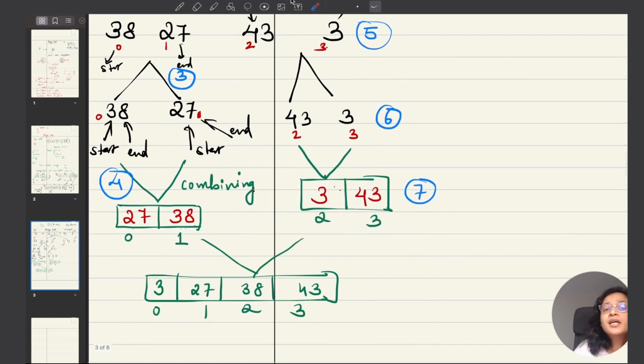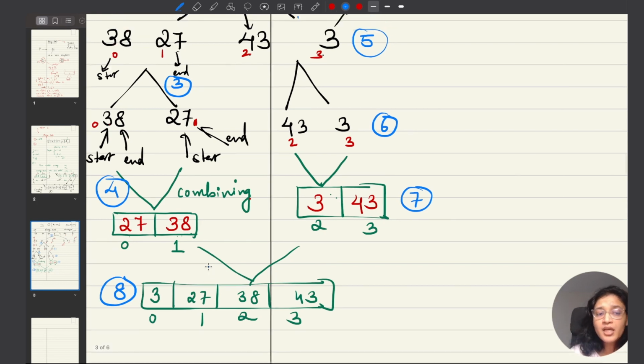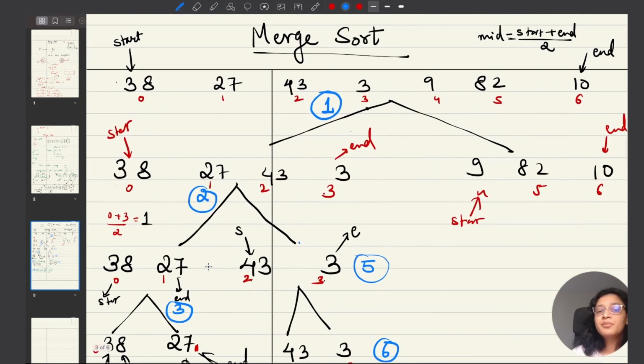What is the last step? The last step would be to combine. This will be step number 8, where I am going to combine these two sorted subarrays into a main, big subarray which is sorted from 0 to 3. That means when I finish step number 8, what I've actually finished is sorting the array from 0 to 3. How many steps did I take? 8 steps to complete this.